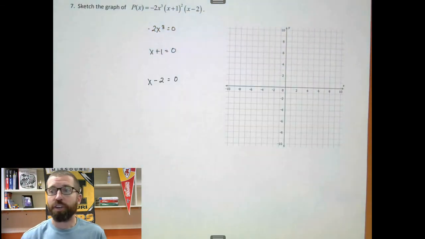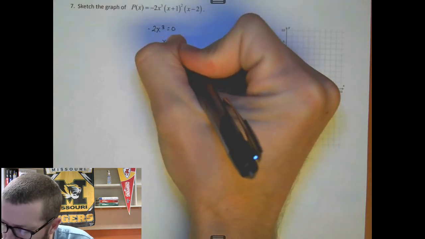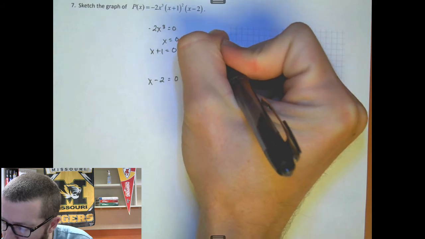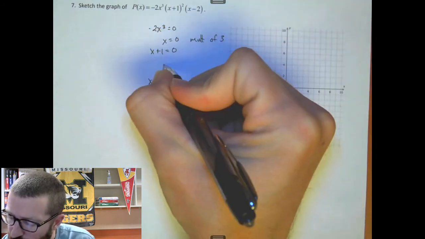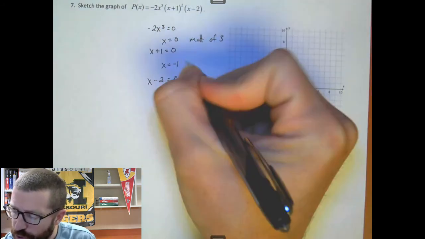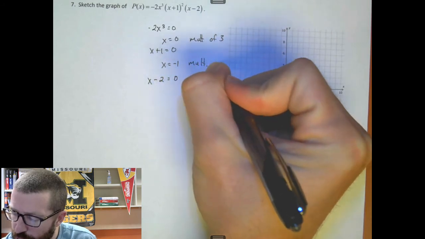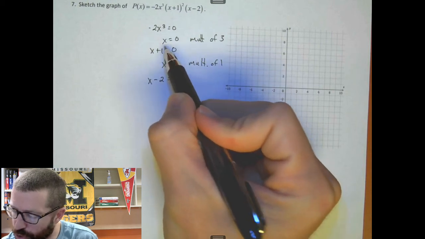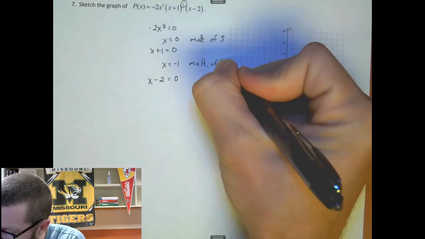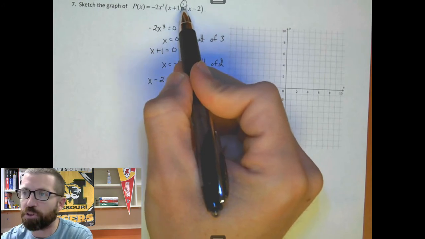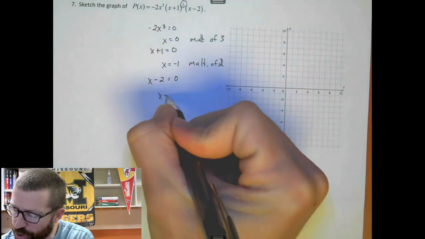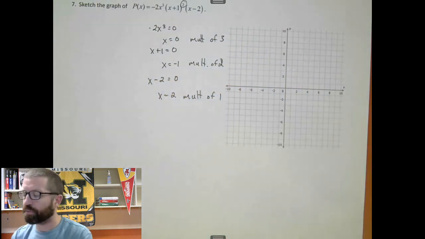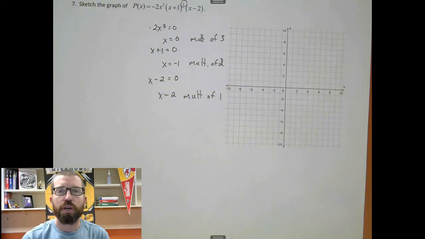Okay, so set each factor equal to 0, and you get x equals 0. And this has a multiplicity of 3. Here you get x is equal to -1, and you're looking at the exponents. So this is 3. Oh, sorry, that's actually 2. So x plus 1 occurs twice, multiplicity of 2. And then x equals 2 has a multiplicity of 1. Okay, so those are all of your x-intercepts.